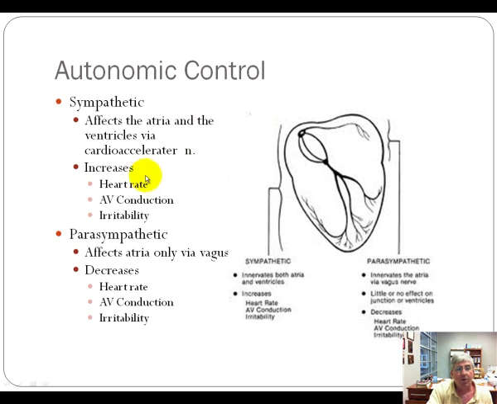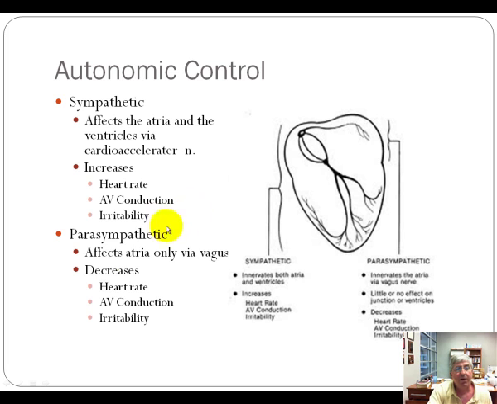Its action on the heart causes increases in heart rate, AV conduction, or in other words, the conduction from the atria to the ventricles, and then irritability. And we're going to talk about what that word means. Irritability: if there are some irritable spots on the heart, meaning locations that can fire on their own, it will increase that firing, and we'll talk about that.